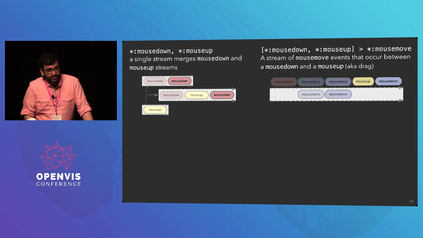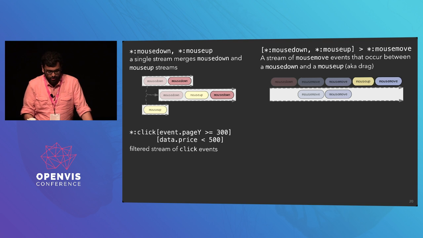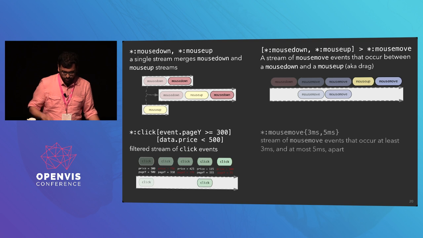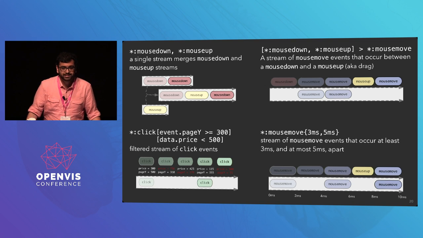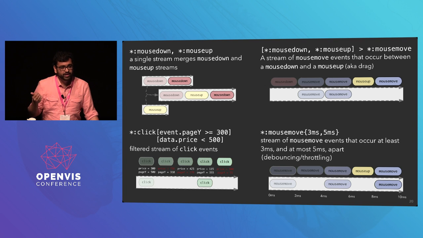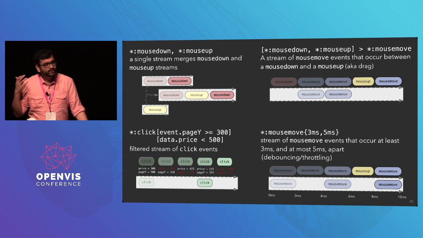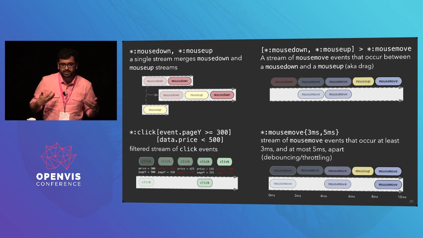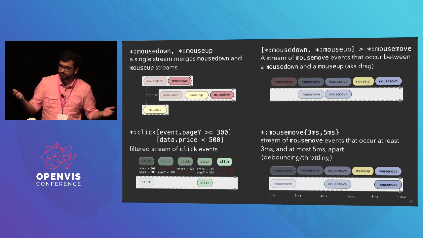We can also filter events before they enter a stream. With square brackets, I can filter events based on their properties. With curly braces, I can filter them based on a time interval between successive events. So this is a concise way of being able to debounce or throttle events. And as you hopefully can see, this syntax was very inspired by CSS selectors because we wanted this to be a familiar process for people in the community of visualization designers.